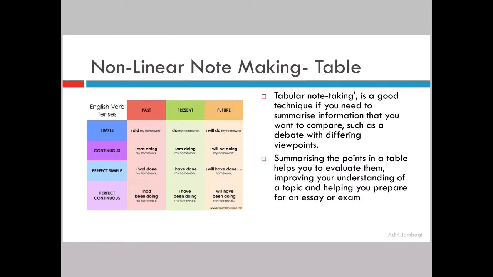Tabular notes will give you clarity and are a good technique for deconstructing complex information. So you see, if you put English tenses in a linear note format, it becomes more difficult for you to notice the differences. But if you put it in a table like this, it becomes so much easier and deconstructed, easier to notice the small differences that are happening in the verbs, correct? So this is the importance of making tabular notes.